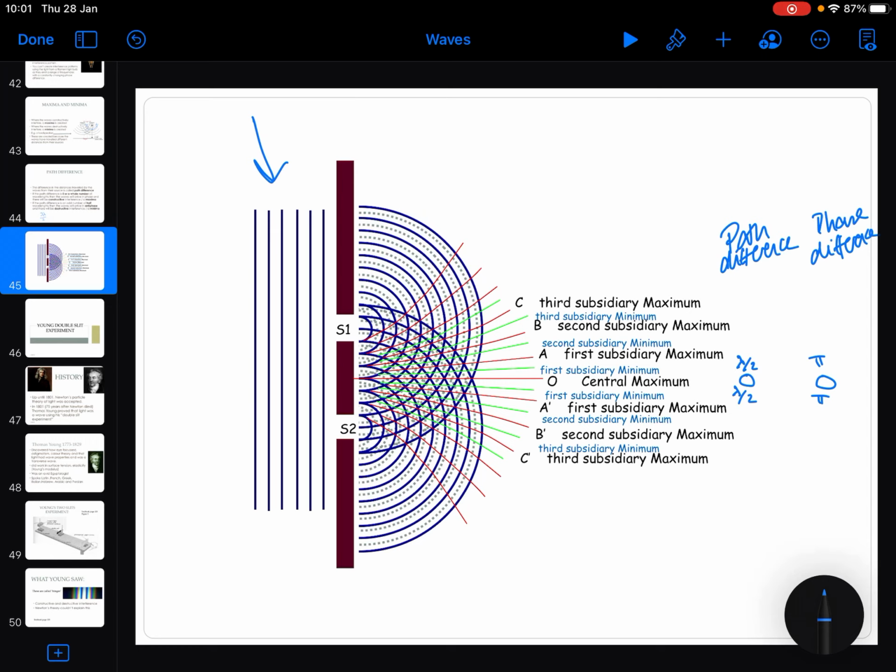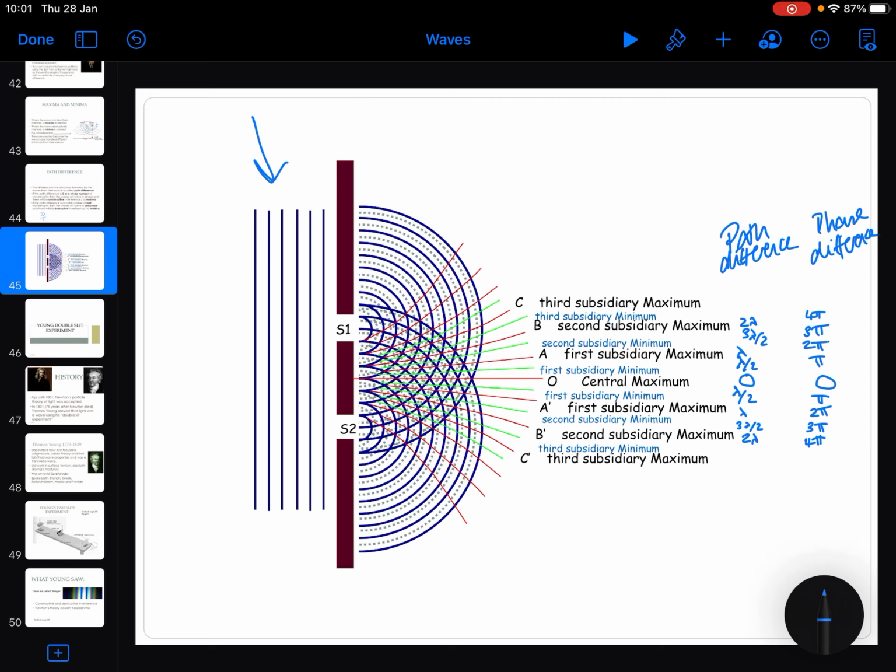Then, the next maximum, they will be a whole wavelength out, and they will be 2 pi, sorry, it's quite squashed, isn't it? 2 pi of their phase difference. Next one, second minimum, they will be 3 lambda over 2 as their path difference, and they will be 3 pi phase difference. And likewise down here, 3 lambda over 2 and 3 pi. Hopefully you're getting this now. Second maximum, they will be 2 wavelengths out, and they will be 4 pi as their phase difference.